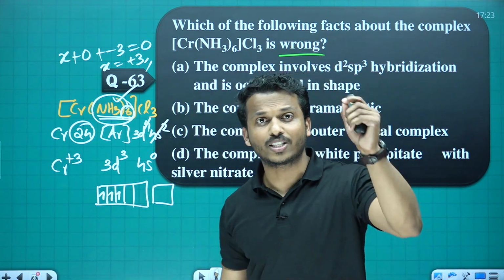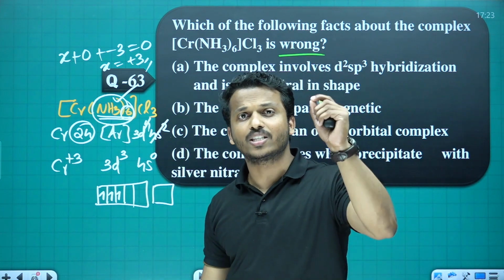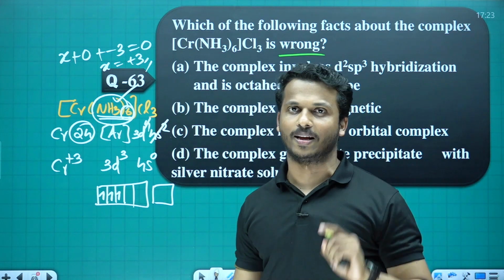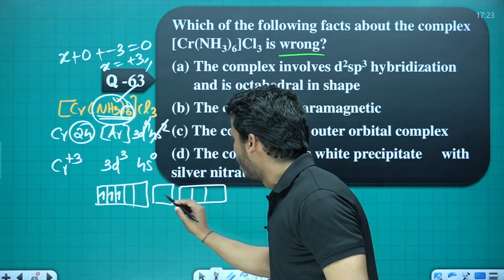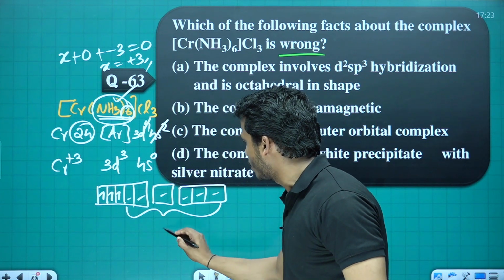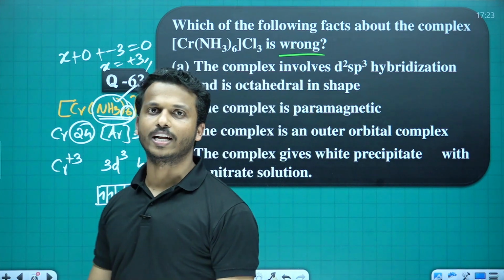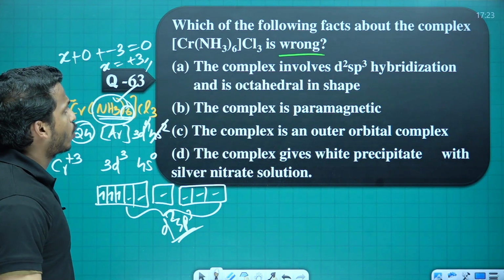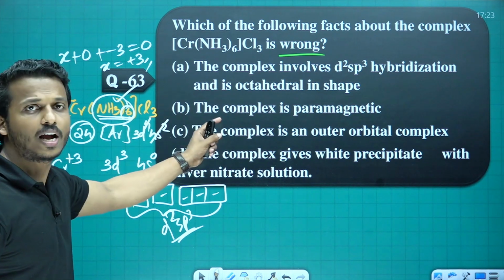So even though there is a strong ligand, we studied some exceptional cases. Even though amine is a strong ligand, here no need to pair it. So you can go to the hybridization, which one? You can take 1, 2, 3, 4, 5, 6. What is the hybridization? d2sp3 can be selected. d2sp3. So check it all. The complex involves d2sp3 hybridization and is octahedral in shape.